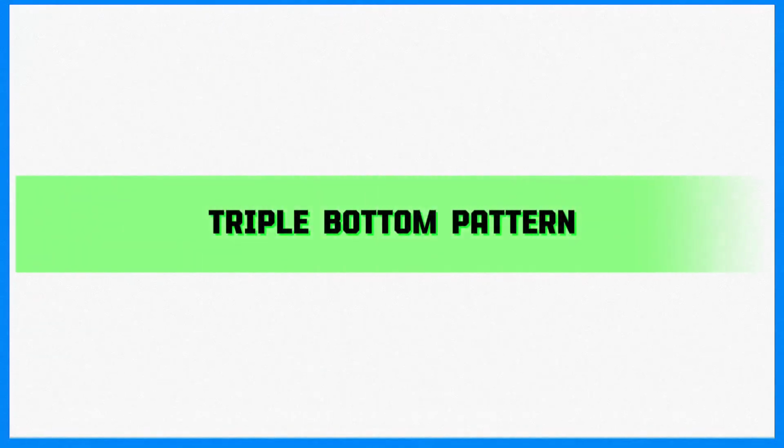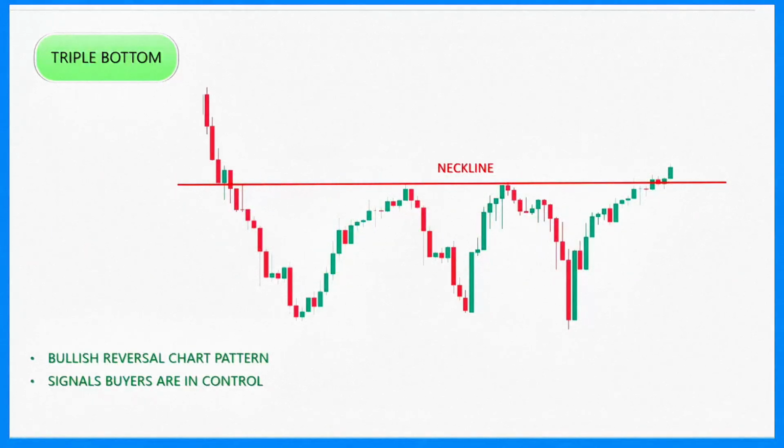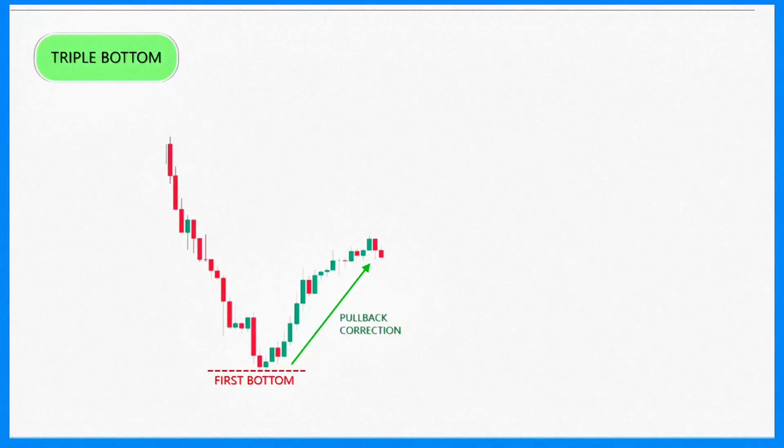Now let's talk about the triple bottom pattern, which is just the opposite of the triple top. It's a bullish reversal chart pattern that indicates buyers are regaining control. The pattern starts with sellers driving prices down to form a swing low, followed by a pullback. Then, as the price tests the same level again and fails to break lower, we see the first signs of buying strength.